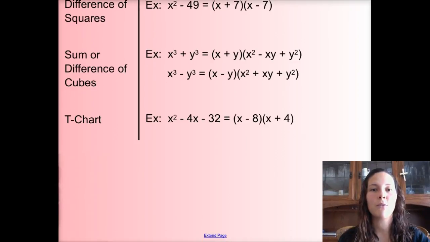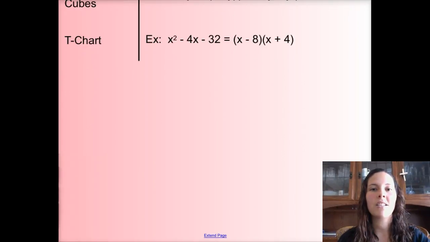Sum or difference of cubes is probably the one that you'll need the most practice with. Hopefully you got an introduction to it in Algebra 2, and we'll see this formula over and over. Hopefully it sticks in your mind. And finally, there's the T-chart factoring. T-chart is simply factoring it into binomials.